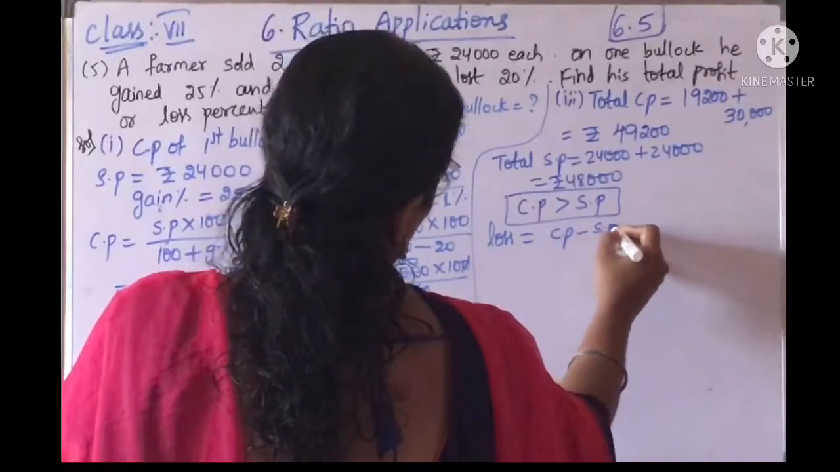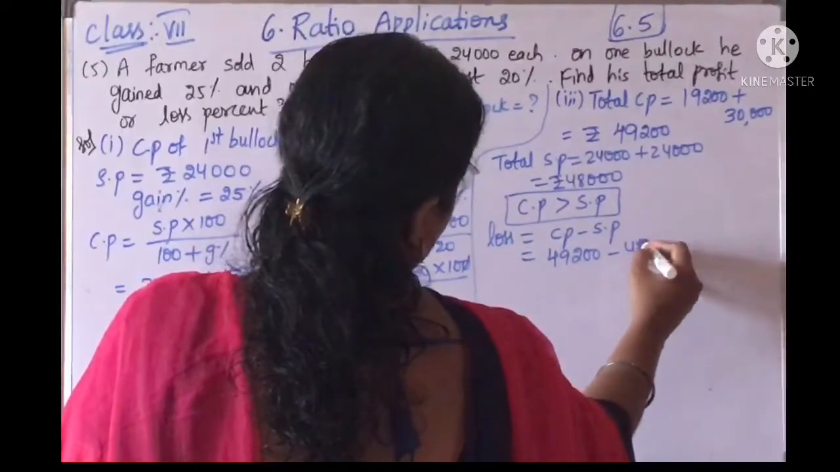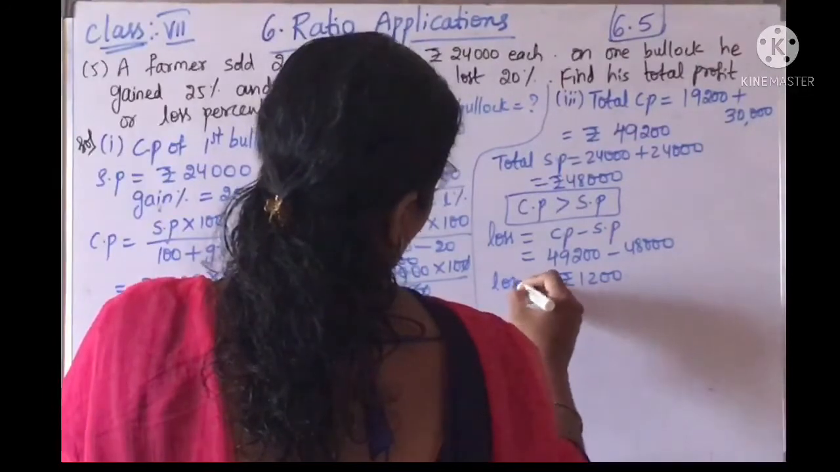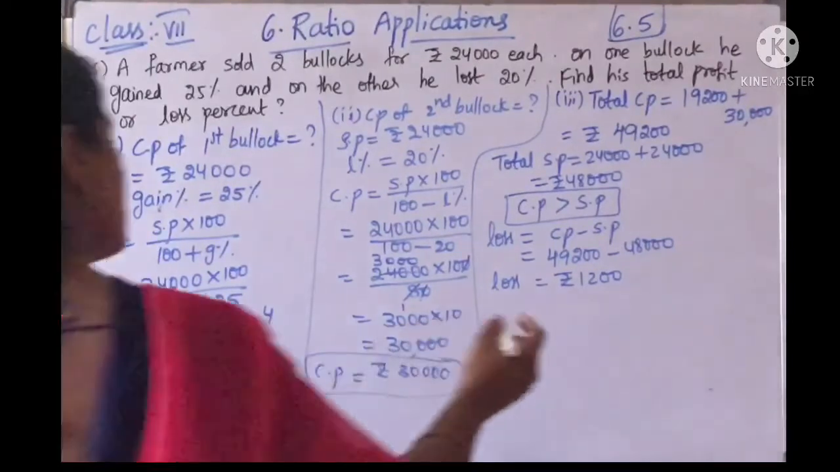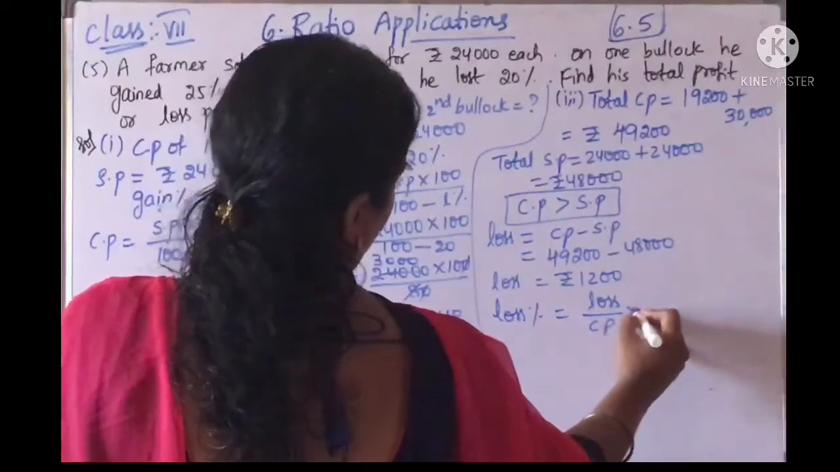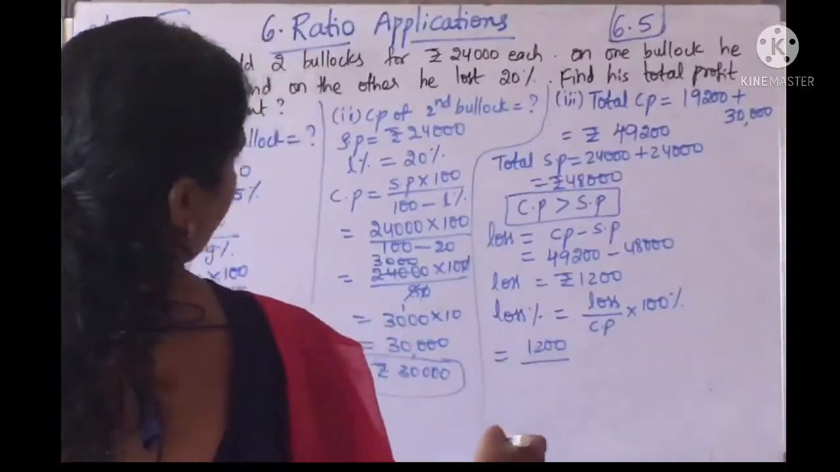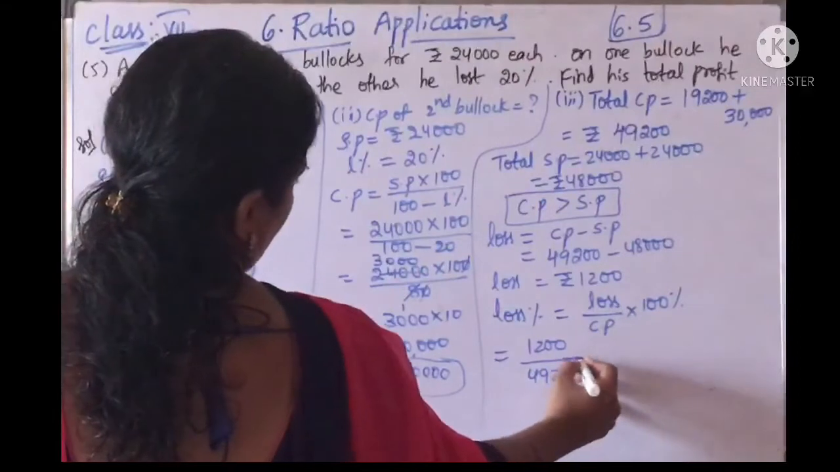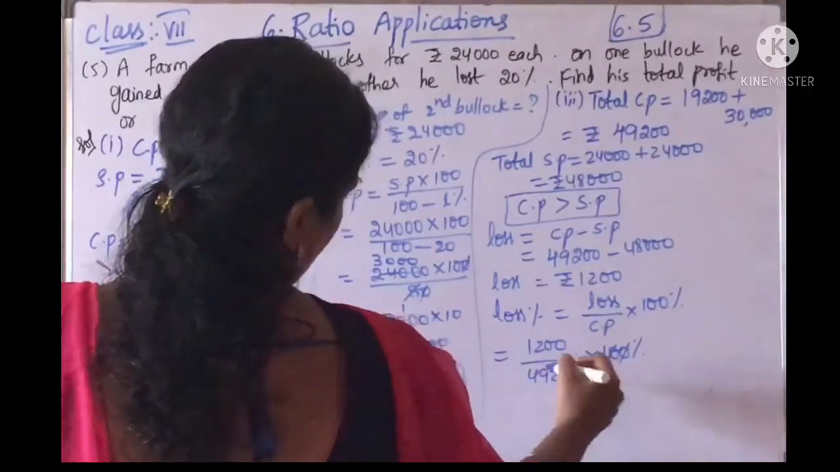Loss is nothing but CP minus SP. What is the CP here? 49,200 minus 48,000. So finally you will get 1200 rupees loss. But they are asking you to find the percentage. So how do we find the loss percentage? Loss percentage is nothing but loss by CP into 100%. So what is the loss here? 1200 by, what is the CP? We need to take the total CP, 49,200, into 100%.